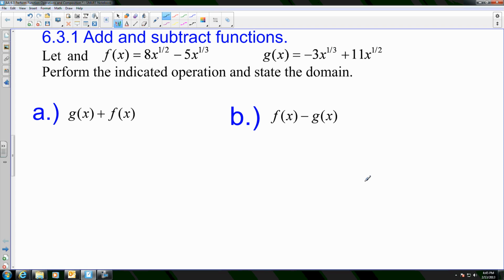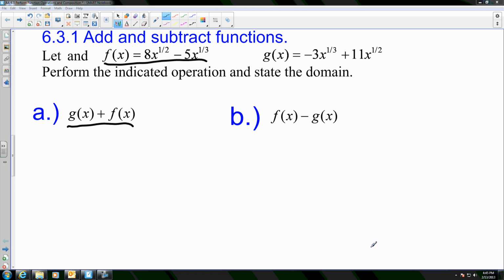So here I'm letting f of x equaling 8x to the 1/2 power minus 5x to the 1/3 power. G of x equals negative 3x to the 1/3 plus 11x to the 1/2. So here for A, I have g of x plus f of x.